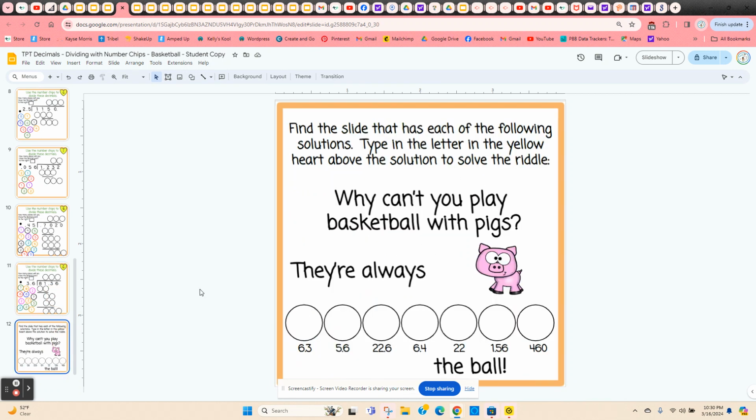And then on the final slide, they have a basketball riddle. They're going to solve it by going back through the previous slides. They're going to find each of these answers, and they're going to type that letter that's in the yellow heart next to its answer or above its answer. So if they do it correctly, it should solve the riddle.